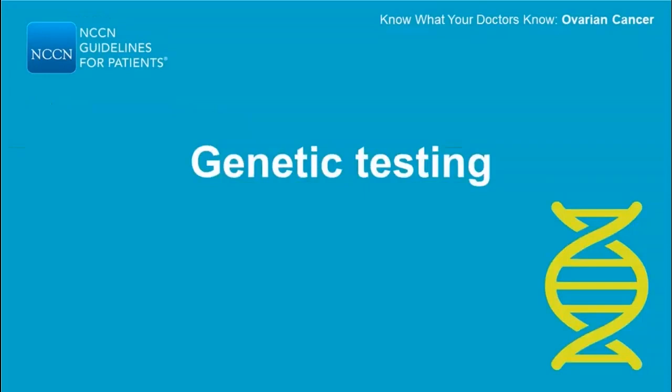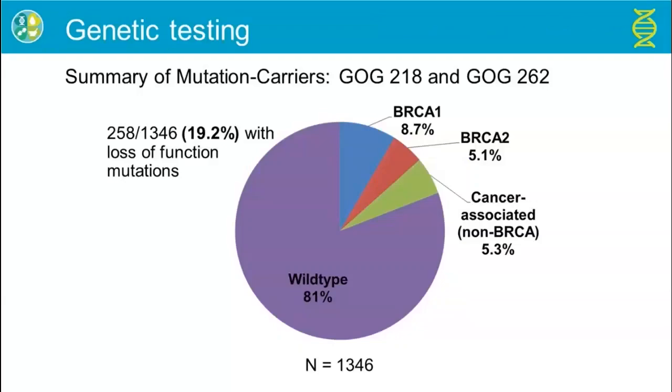So we're going to start by talking about genetic testing. This is a pie chart that looks at data from two clinical trials run by the Gynecologic Oncology Group, GOG 218 and 262, and these were for patients with advanced ovarian cancer.